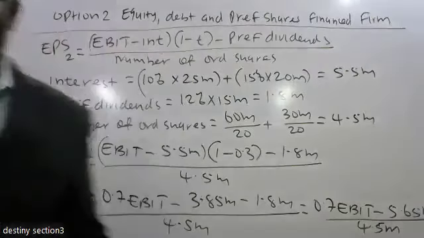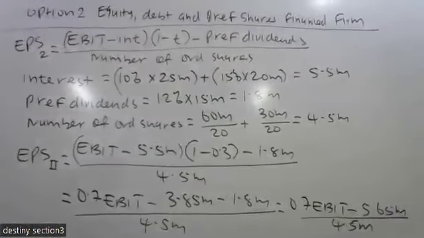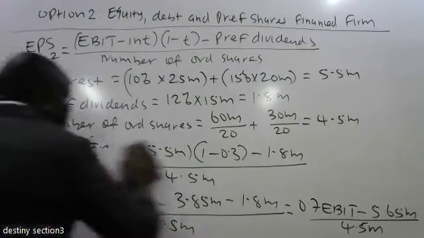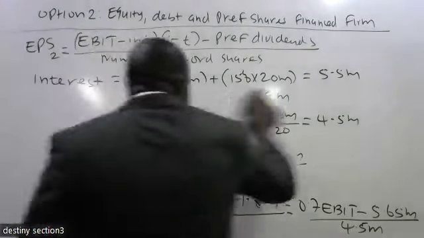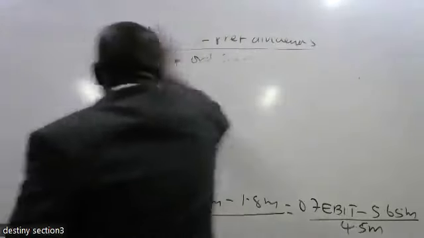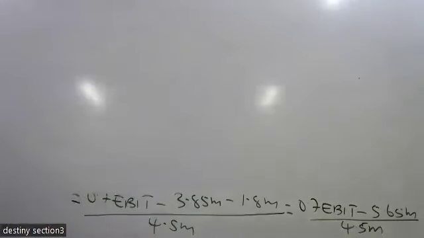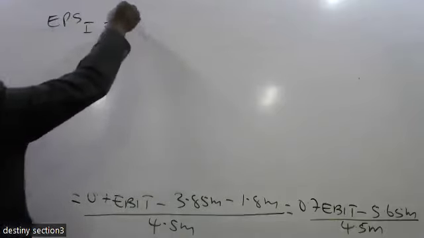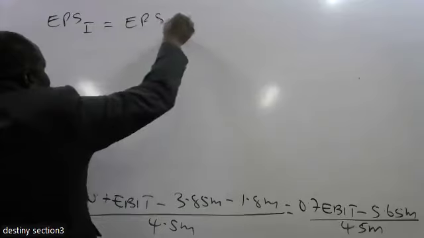So once we have those figures, remember what we do next. We equate the two equations. At the point of indifference, earning per share for option one is the same as earning per share for option two.